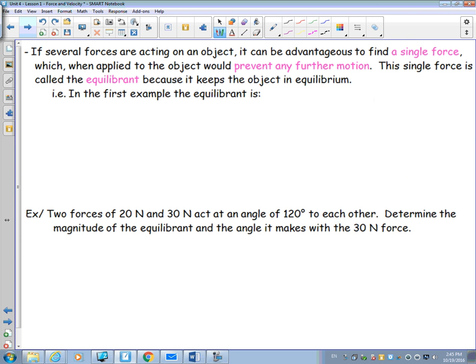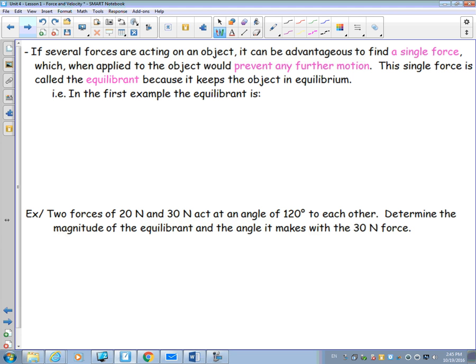All right, so let's take a look at another idea. Sometimes you have forces acting on an object, and there might be more than one of them. We had the Chloe and Buffy example there, right? There are two people pushing in the same direction. Well, every time we do that, we create a resultant.